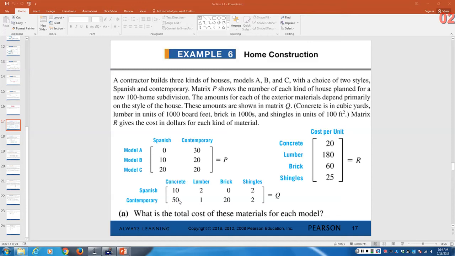So what they want to know is what is the total cost for these materials for each model. What would we do to find that using the matrices? Which 2 matrices do we need to multiply? The one with the model A, B, and C, and then the cost per unit. Okay.